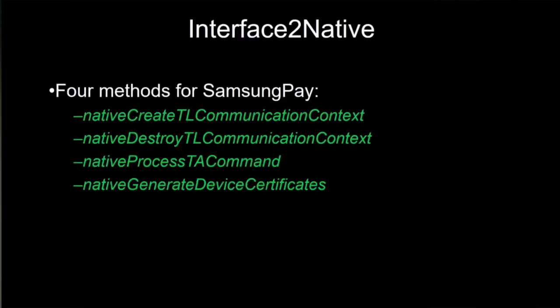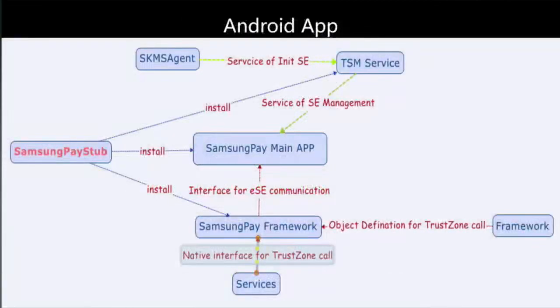So that's the interface, and here is the relationship between all the components at the Android app level. As you can see, in the center is the main app, and going up is the TSM Service, which communicates with the web server, and the bottom part is coming to talk to the lower level, like native components.